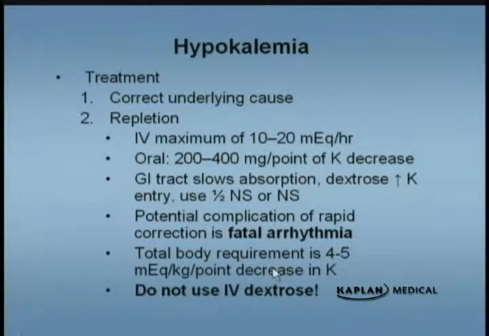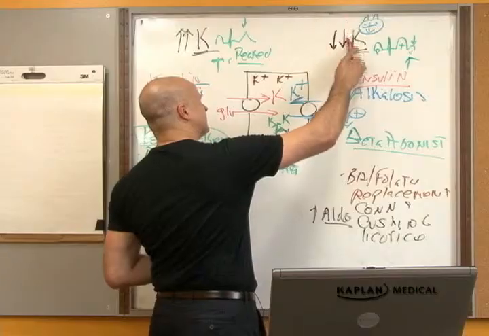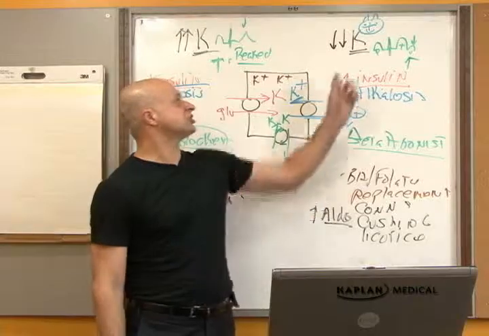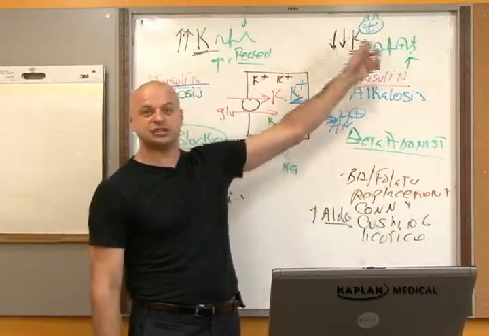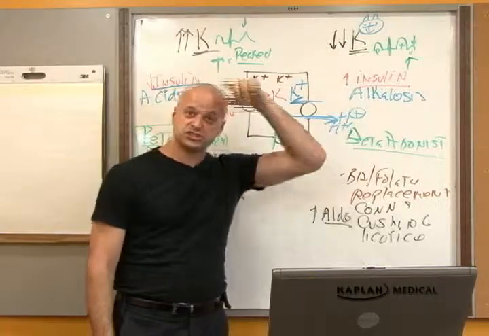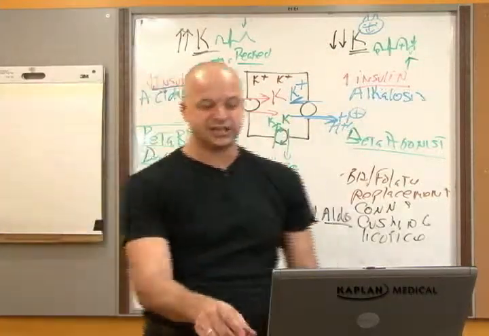Dr. Fisher here, I'm exactly 100 kilograms. It would take 400 milliequivalents to raise my total body potassium by 1 point. Now you see where at the bottom it says, do not use IV dextrose-containing solutions? Dextrose provokes insulin. Insulin will drive the potassium intracellularly. Don't use dextrose-containing solutions because it drives potassium intracellularly.